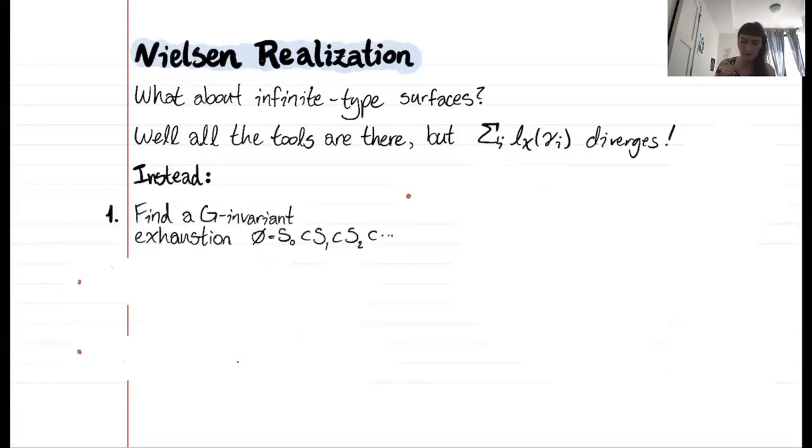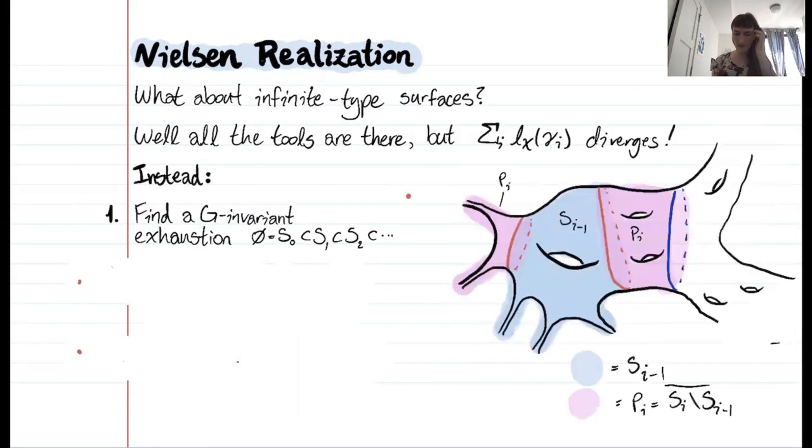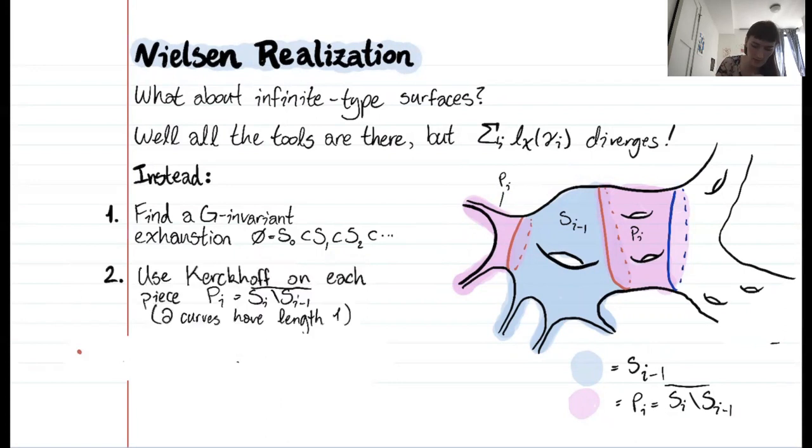So instead, we find a G invariant exhaustion of our surface by finite type subsurfaces. Let's call them S0, S1, S2, and so on. And here's a picture, I guess. So I have S_{i-1} here in blue, and then adding the stuff in pink is what gets added when you go from S_{i-1} to S_i. These subsurfaces are assumed to be connected. But I guess the complement of S_{i-1} in S_i doesn't have to be connected. So it's called P_i. And what we do is we apply Kerckhoff's theorem to each of these pieces, P_i.